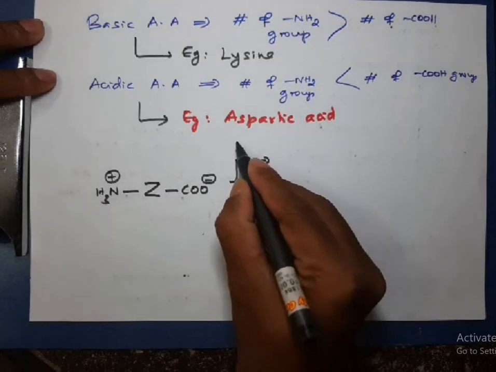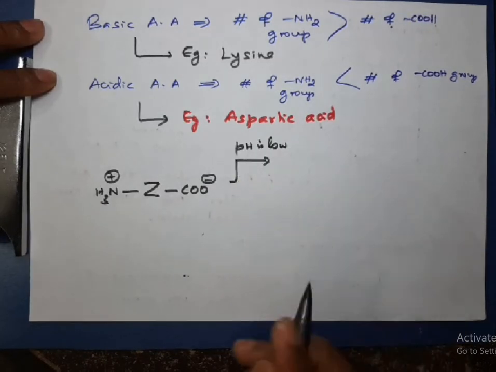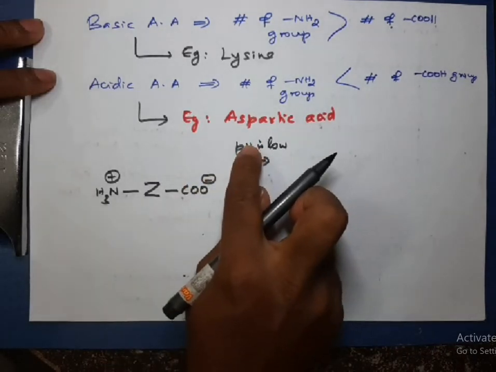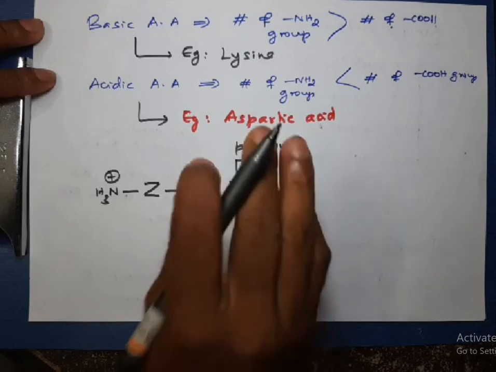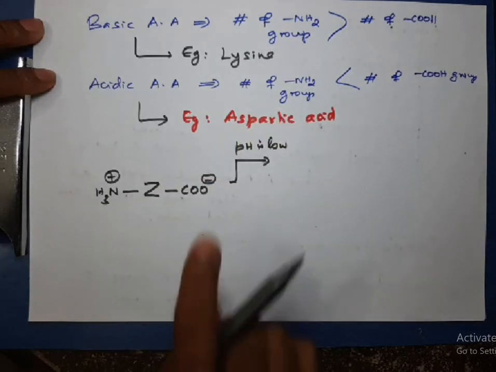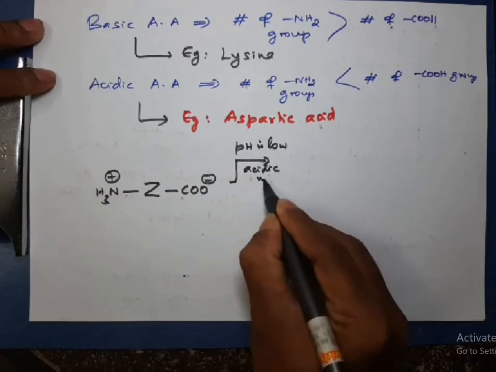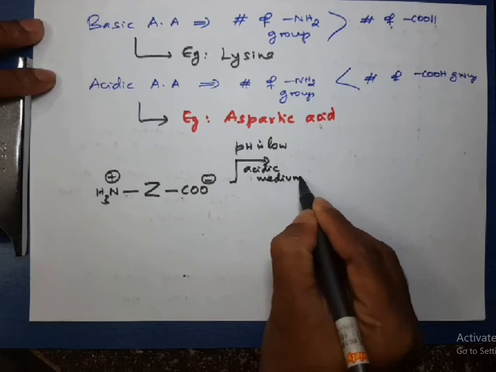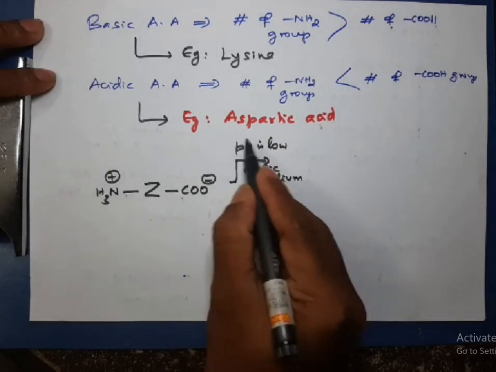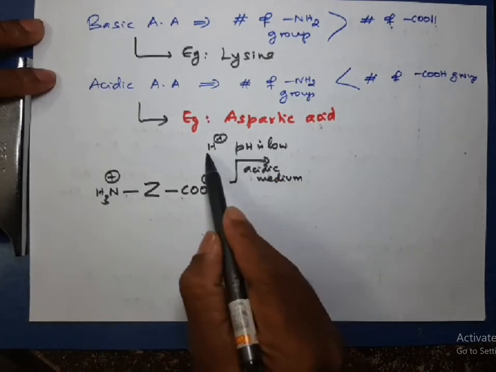Acidic means pH is low. Suppose I add the amino acid in a solution of low pH. Low pH means acidic medium. In acidic medium, low pH means we have a lot of H plus. That's the meaning, right? Low pH means we have a lot of H plus.